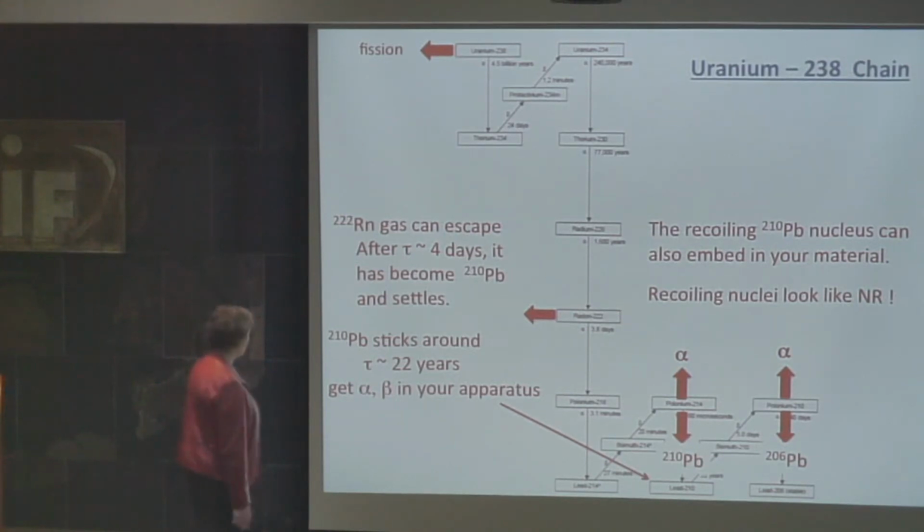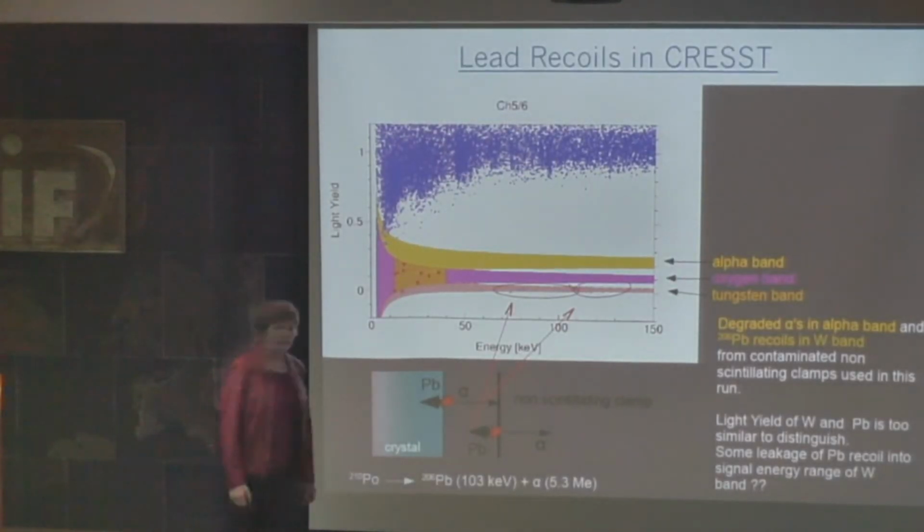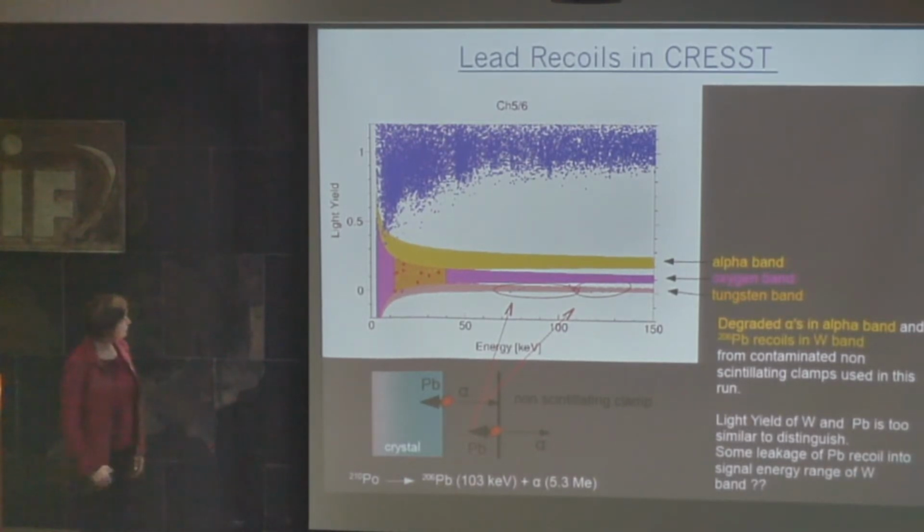And this can also happen here. That's called radon plate out, by the way, if you hear that word. All right, so for example, this was an example of these lead recoils in CREST. I think I mentioned this last time. So here is a yield plot for CREST where you have the electron recoil background up here and your two nuclear recoil bands, oxygen and tungsten, and alphas show up here. These events here are very low yield, and they're actually not the tungsten, they're lead recoils from contamination in the clamps.